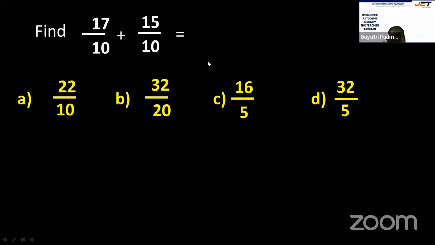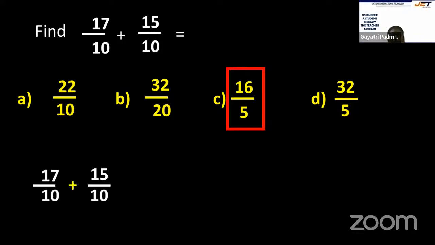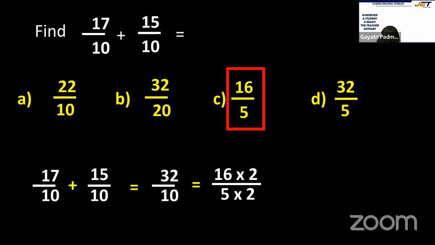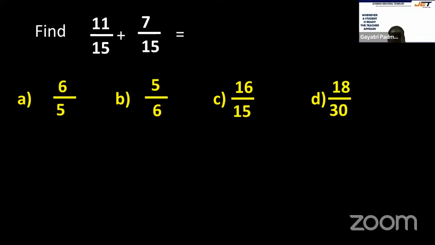Alright, so what happens? 17 by 10 plus 15 by 10. So the answer is 16 by 5. How? Just add it and see, 17 by 10 plus 15 by 10 is nothing but 32 by 10. So we are again simplifying it. When simplifying, we get 16 twos are 32, 5 twos are 10. Alright, so 2 and 2 get cancelled. We end up with 16 by 5. 16 by 5, both the numbers will not go in one single number. Alright, see the next sum.